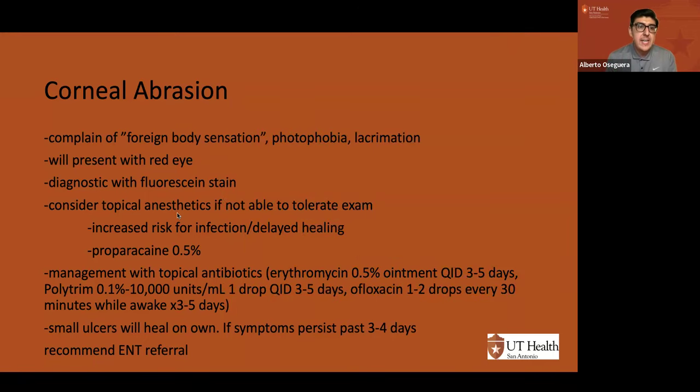For treatment, you can do topical antibiotics for sure. They usually like the ointments, so erythromycin ointment seems to be the ideal choice. The ointment just provides more relief for that graininess sensation and that foreign body sensation than the actual drops do. But if you can't get a hold of the erythromycin ointment, you can do these other drops. Small corneal abrasions will usually heal on their own, but if symptoms persist after a few days or up to a week, then probably be worth getting in touch with ENT to talk about other treatment options.